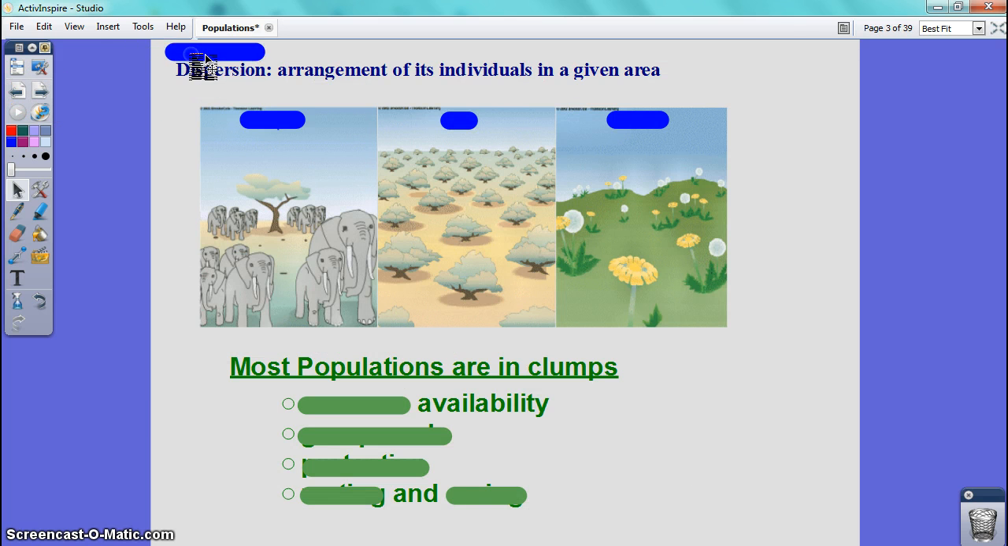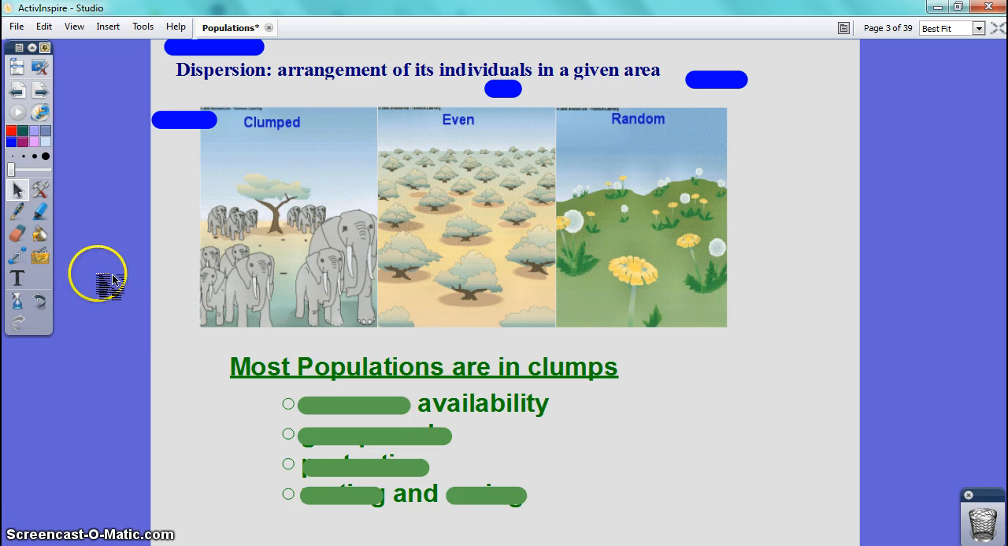If we look at the way organisms are dispersed, that's called dispersion, or how organisms are arranged. In this particular picture, you notice most organisms are grouped. They call that clumping. In this picture, you see the plants are evenly distributed, and here it looks random. Most populations in an environment are clumped, and there are several reasons why they live this way.